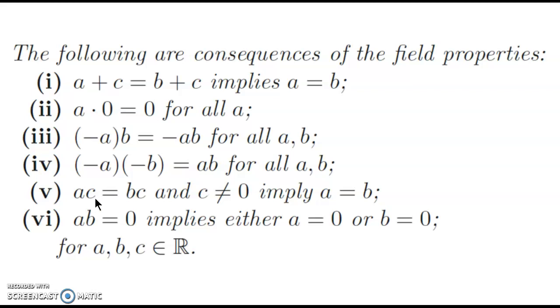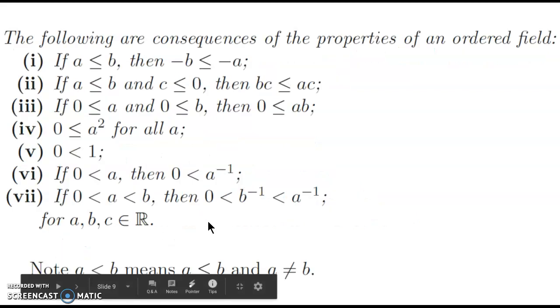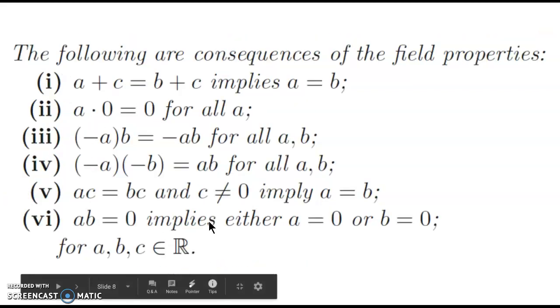If I have AC equal to BC, where C is some non-zero element, then I can cancel C. So this is again known as a cancellation law. So AC equal to BC and C not equal to 0 implies A equals B. Now if the product is 0, let's say AB equal to 0, then either A equals 0 or B equals 0, for all A, B, C in R.